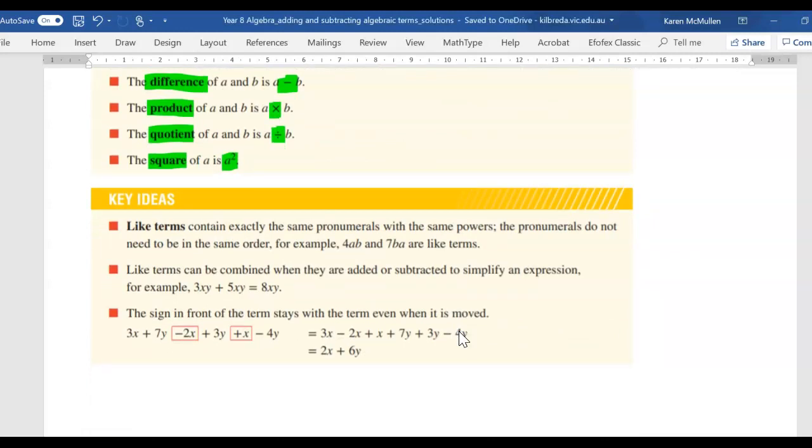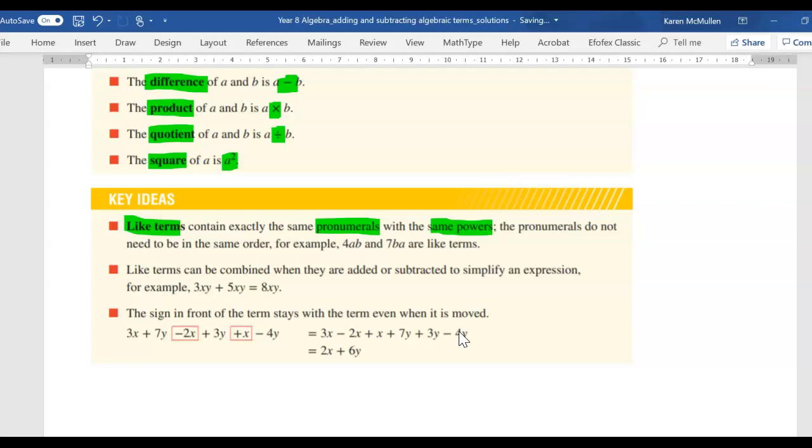So like terms contain exactly the same pronumerals with the same powers. That's extremely important: they have the same pronumeral part and those pronumerals have the same powers. So x squared and x cubed are not like terms. Even though they both have x in them, they're not like terms because they don't have the same powers.